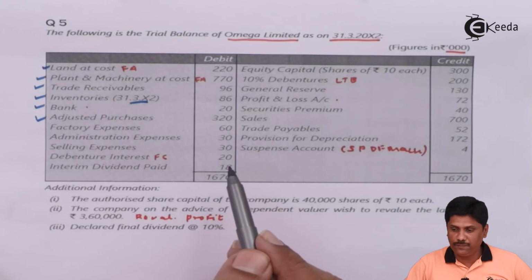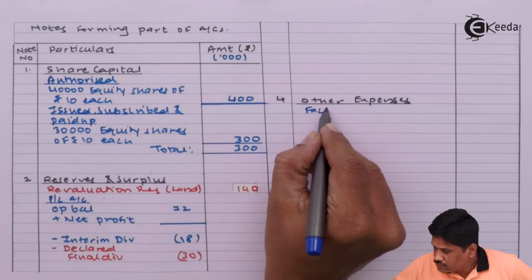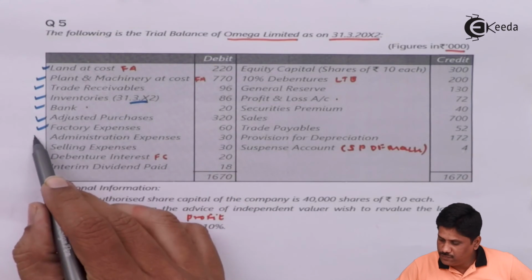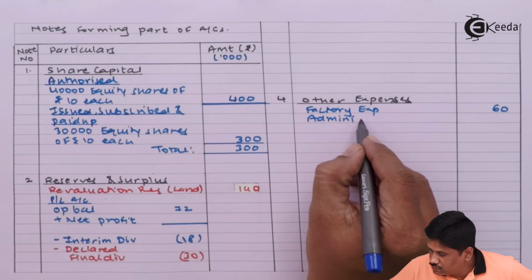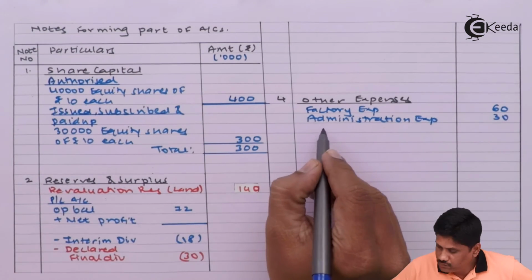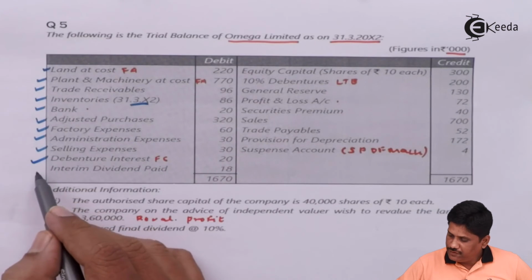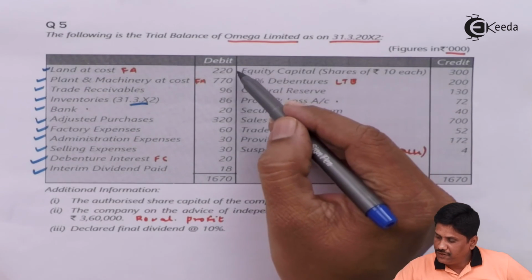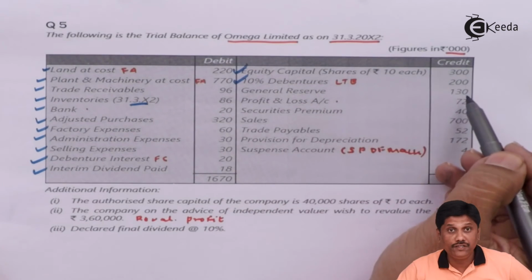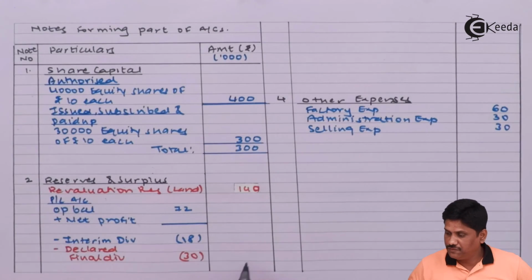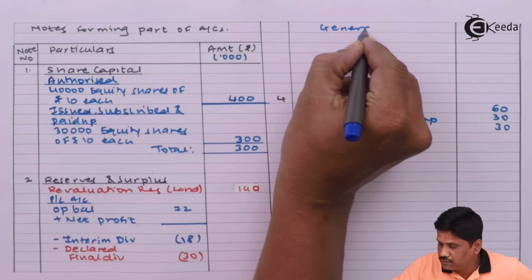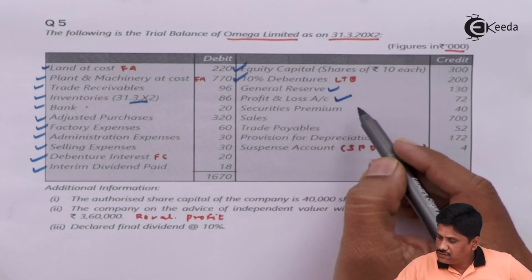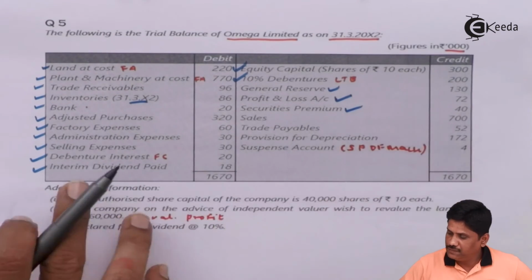Factory expenses is your other expense, so I will write it in my note number 4. Next is admin expenses, and thereafter selling expenses, both I am writing. We have done with this. Intermediate also we have taken. Equity capital and 10% debenture we have written. General reserve will be recorded in your reserves and surplus. Here space is not sufficient, so I am writing general reserve here. 130. Next, P&L account opening balance we have taken. Securities premium will also come in reserves and surplus, 40.